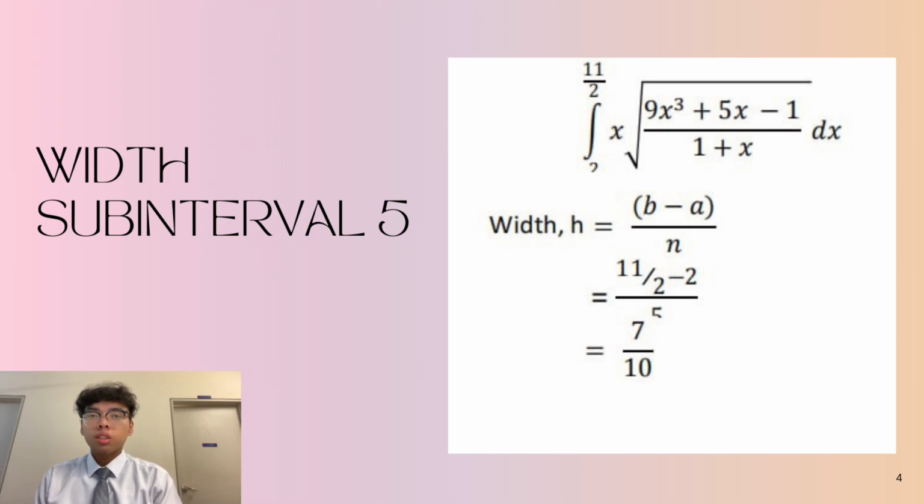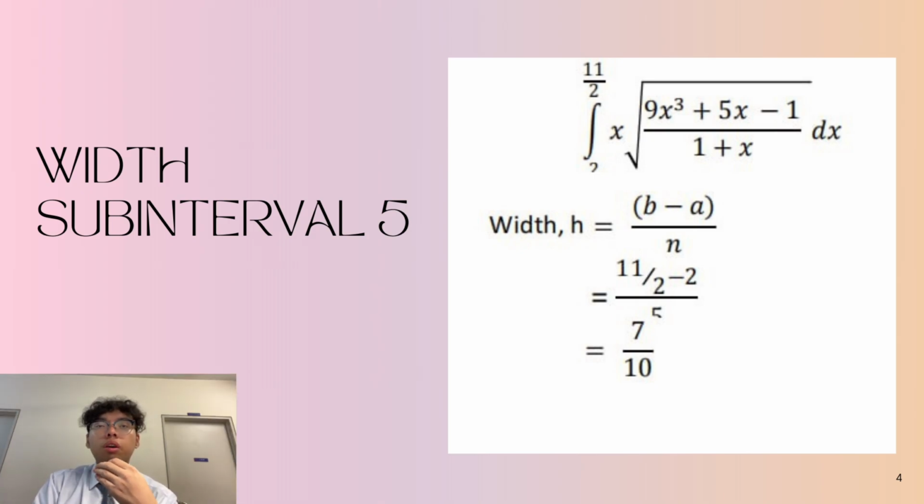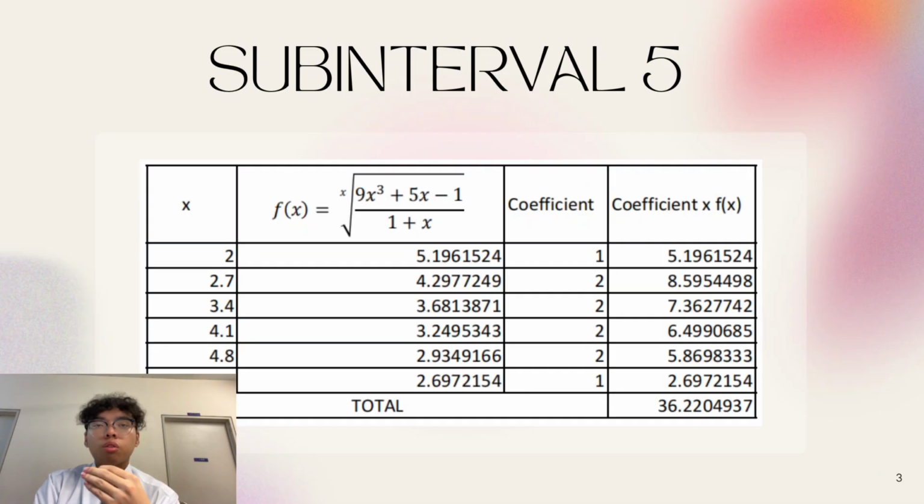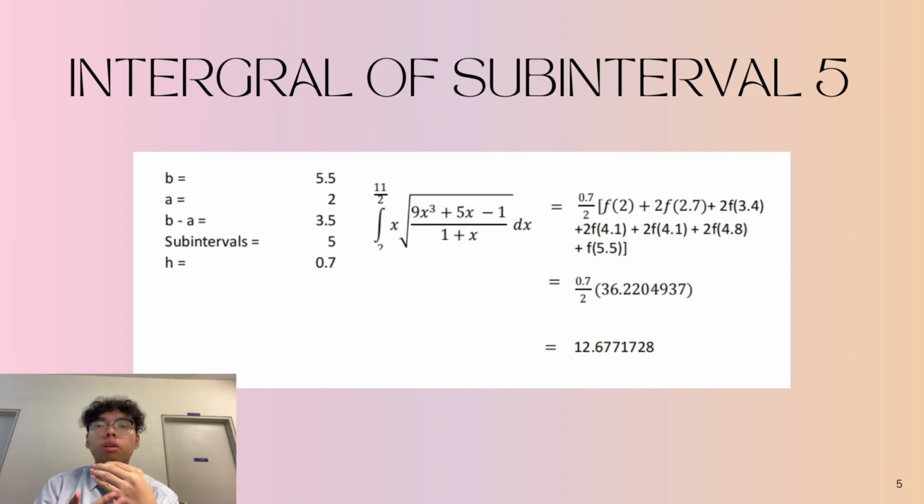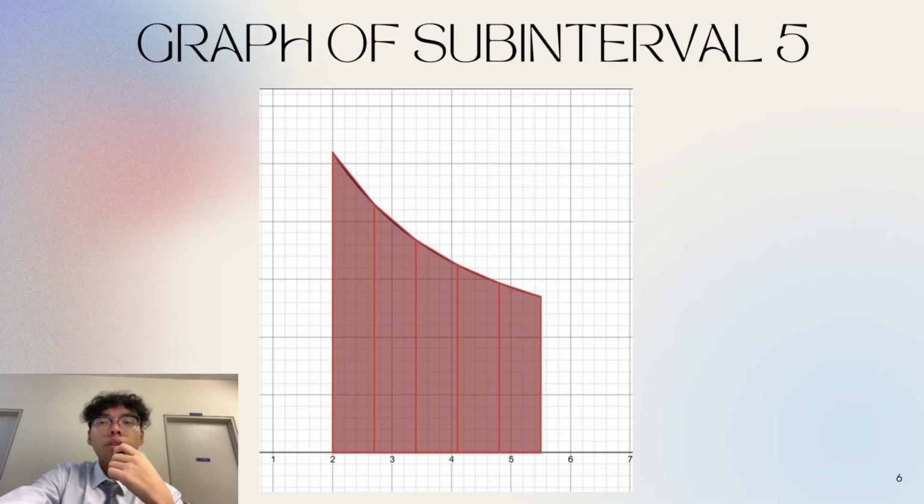Now, we go back to the question. We need to evaluate the equation with 5 sub-intervals. First, we need to find our h, which is 11 over 2 minus 2, divided by 5, and we got 7 over 10. Next, we need to find our total of coefficient multiplied by f(x), which we got 36.2204937. Now, we substitute the value into the formula to find the approximate value of the area under the curve, and we got the area is 12.6771728. This is the graph of 5 sub-intervals.